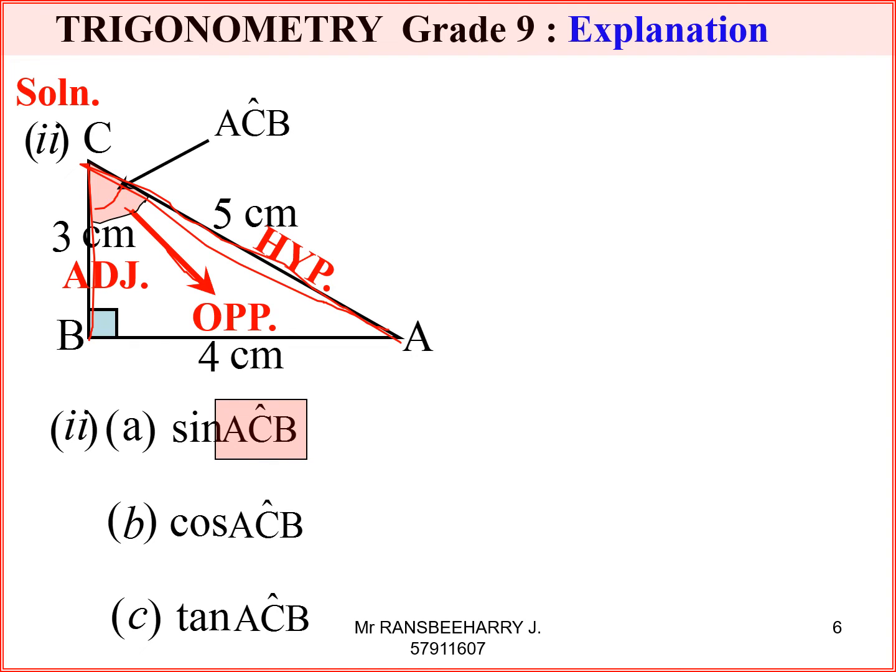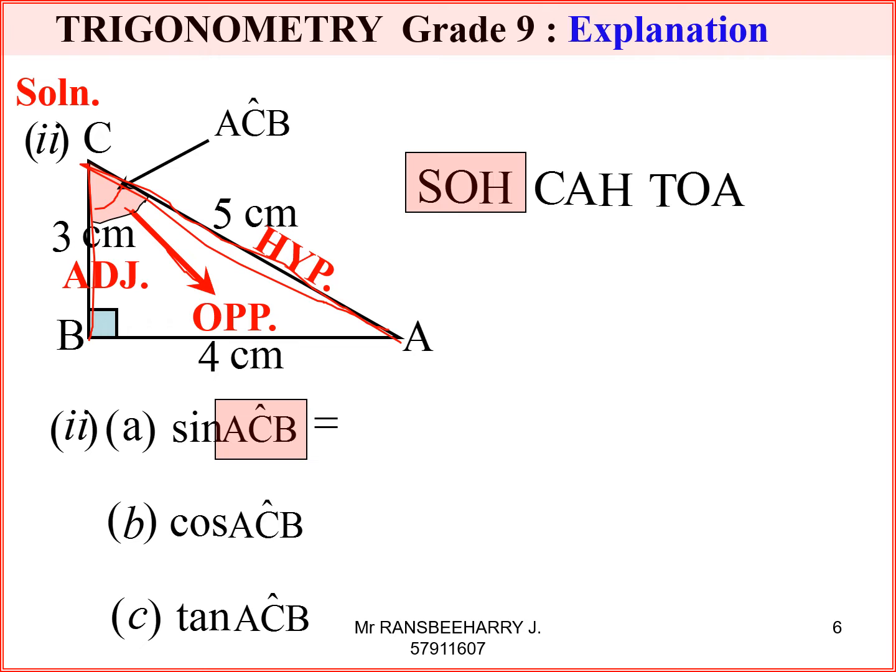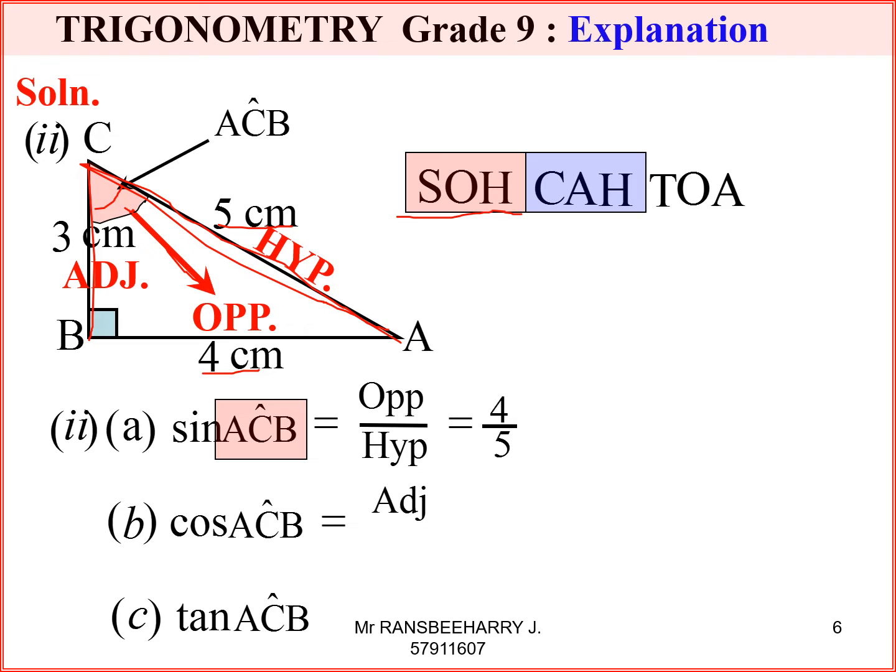Now we use sine, cos, tan, or ratio of sides. So we use SOHCAHTOA. Sine means opposite over hypotenuse. So we can see the opposite is 4, hypotenuse is 5. So 4 over 5.